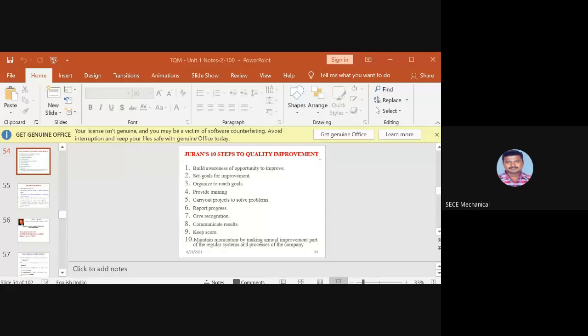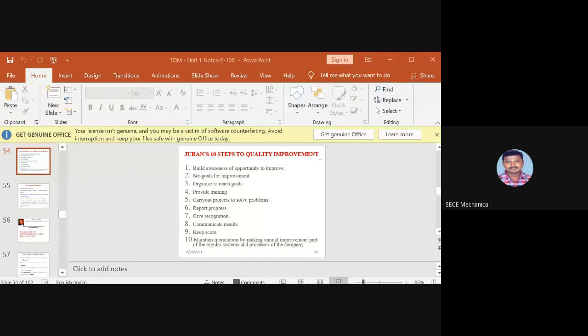Juran also developed some 10 steps. These 10 steps are proposed only for quality improvement. When any kind of industry or organization follows these 10 steps, definitely we will get quality improvements. So these 10 steps indicate the key points for improving quality.